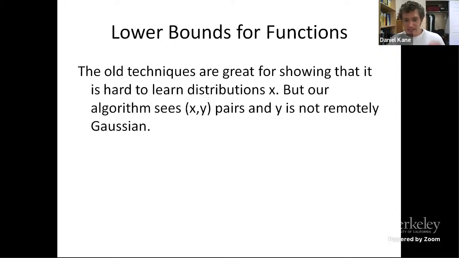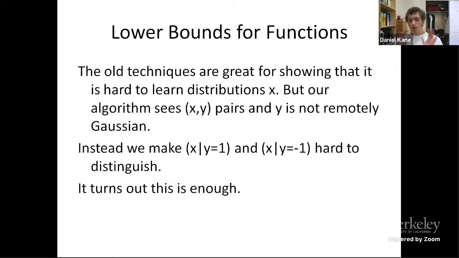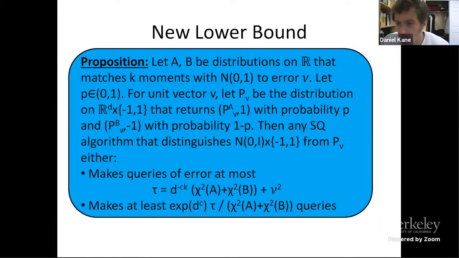And so instead of tricking the algorithm into thinking that the whole distribution over x, y is Gaussian, what we're going to try and do is make it hard to distinguish between the conditional distributions, x conditioned on y equals 1 and x conditioned on y equals minus 1. We want both of those to be hard to distinguish from Gaussian. And it turns out that that's enough in general. So the new lower bound is somewhat more complicated.